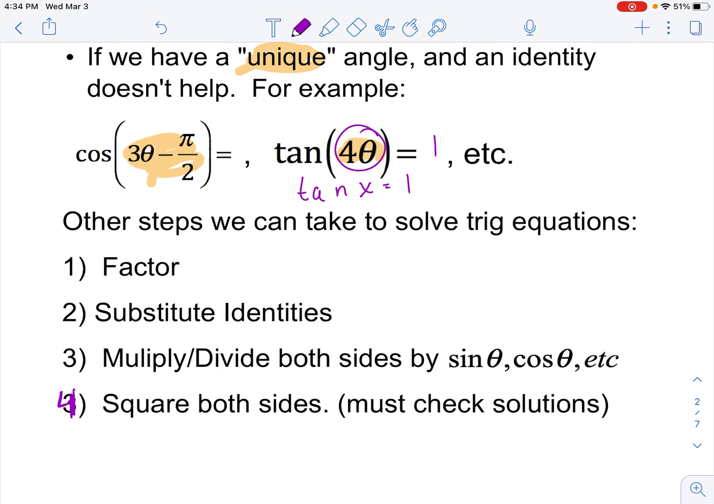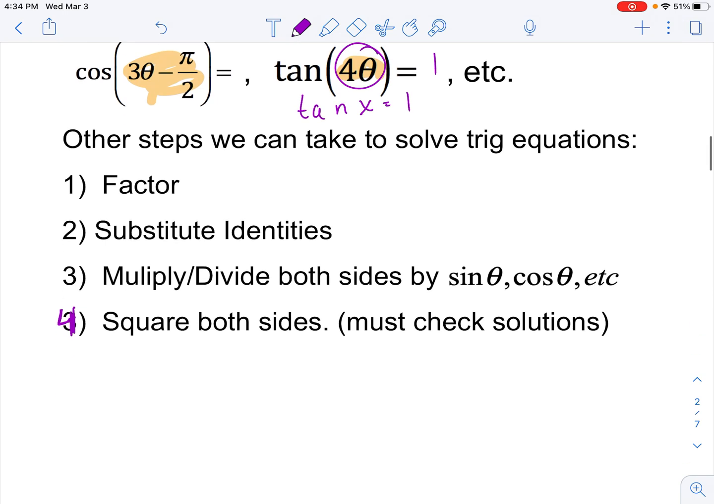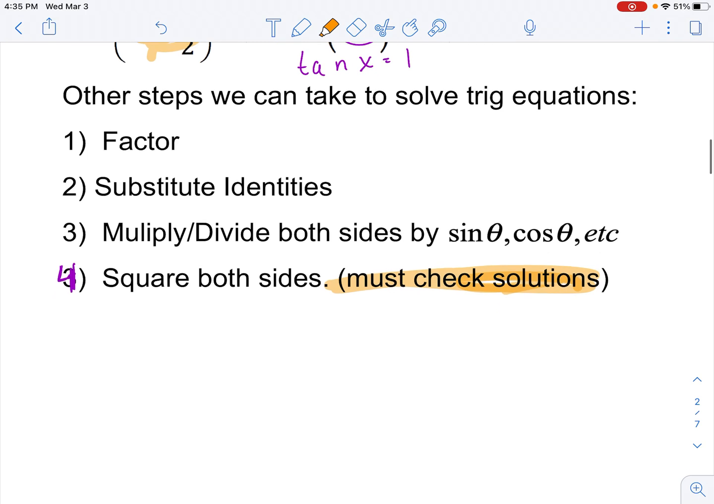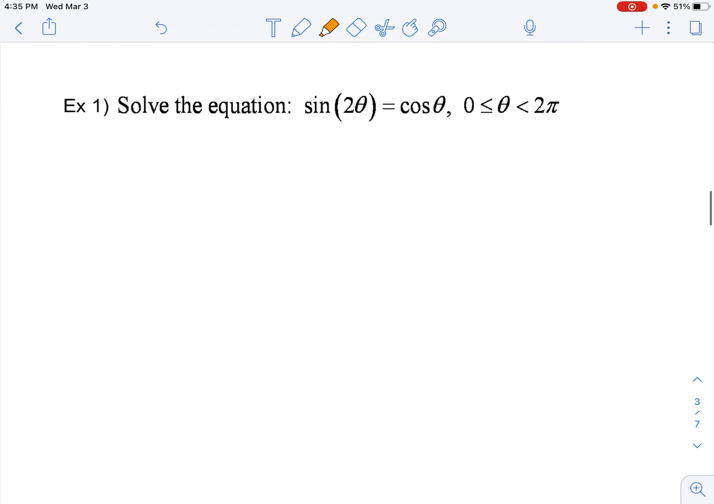Okay, a couple other things that we can do to solve. One of those steps is to factor, which we did over the last couple days. Substitute in some identities, right? Get rid of that sine squared, plug in a 1 minus cosine squared if everything else is in cosines. We can multiply or divide both sides by sine or cosine, etc. And then the fourth thing we can do is we can square both sides. The one thing we have to remember when we square both sides is that you have to check your solutions. So you got to plug your answers back into the equation to make sure that they check. All right, so let's take a look at some examples.